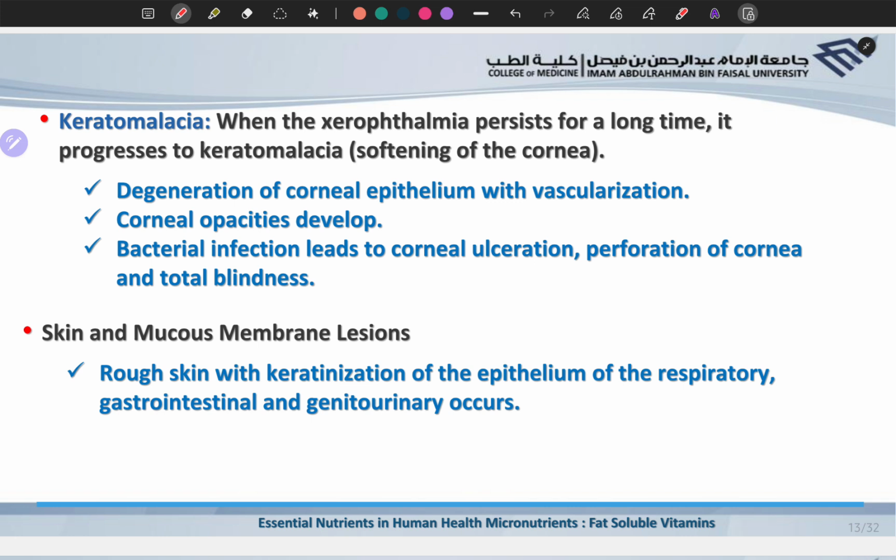The skin and the mucous membrane become rough because of keratinization of the epithelium of the respiratory, GI or the genitourinary tract. Is it clear? Now, what happens if there is an excess? As I told you, fat-soluble vitamins in excess are toxic.